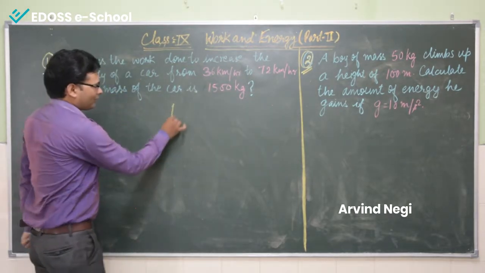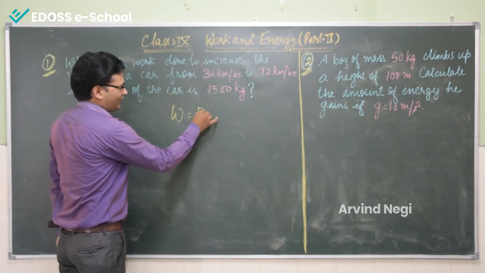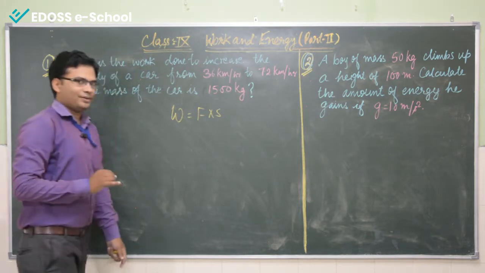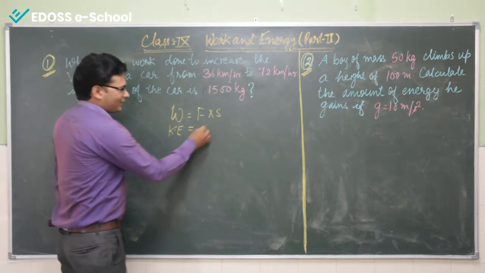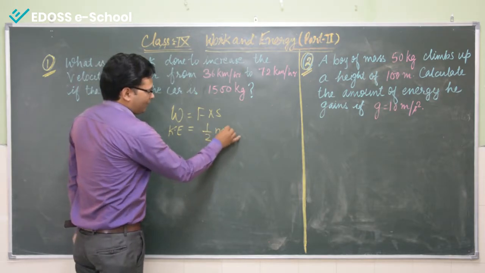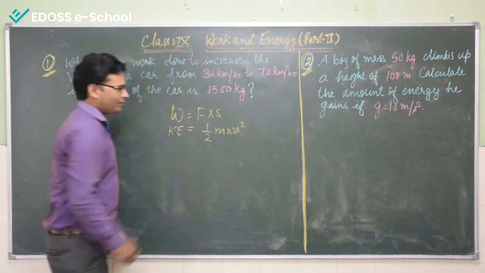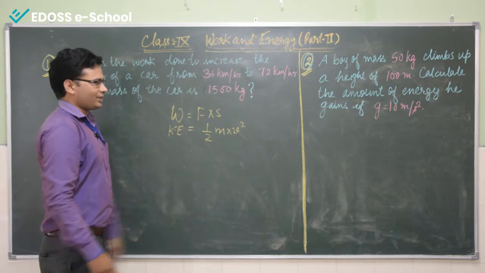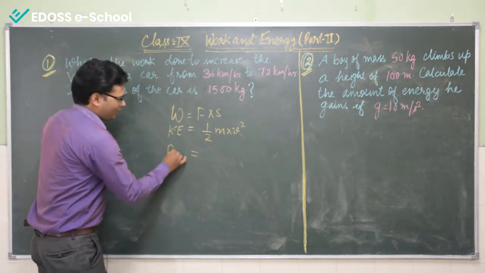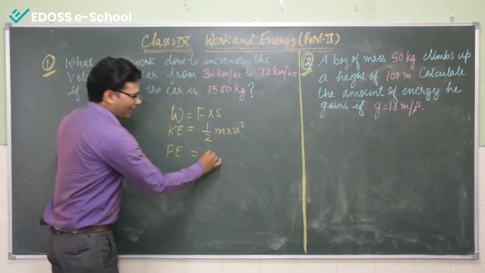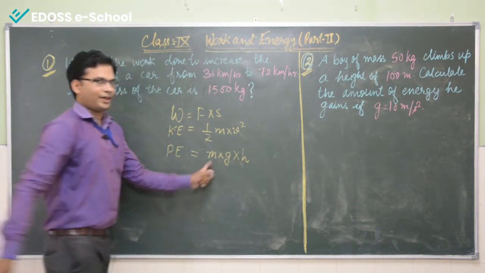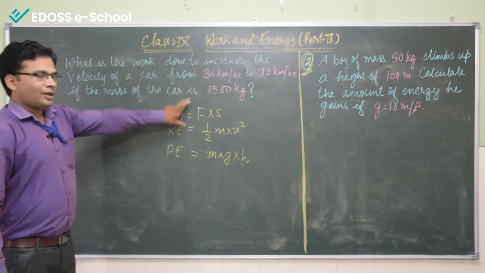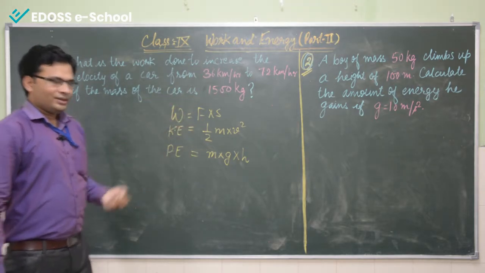As you know, work has the formula force multiplied by displacement. Another formula is for kinetic energy, that is 1 by 2 multiplied by mv square. M stands for mass, v stands for velocity. And we have potential energy as mass multiplied by gravity multiplied by the height. Okay, so how to apply these formulas in the numericals?